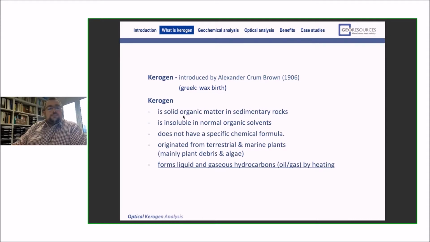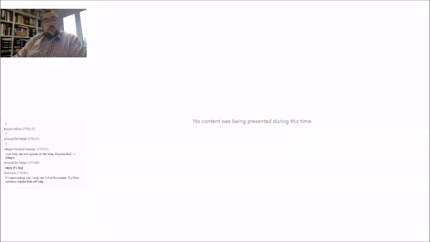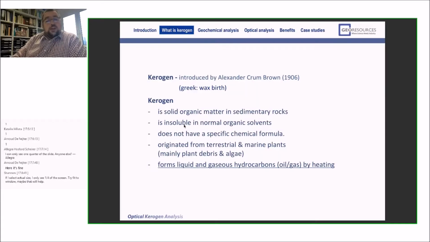And what is Kerogen exactly? It's a solid organic matter in sedimentary rocks. So we have two groups of organic matter in sedimentary rocks. We have the soluble organic matter, which we call bitumen, and we have the solid insoluble organic matter, which we call Kerogen. So it's insoluble in normal organic solvents. And it does not have a specific chemical formula because it originates from totally different sources, totally different organisms. So we can't expect a specific chemical formula. We have very different chemical formulas, and that's the reason why the same stuff, Kerogen, produces so different hydrocarbons.